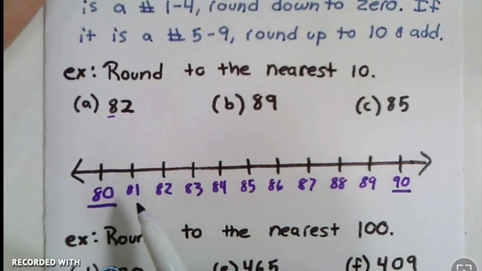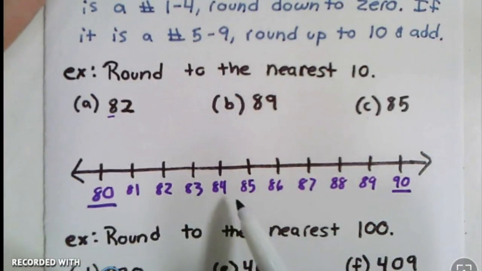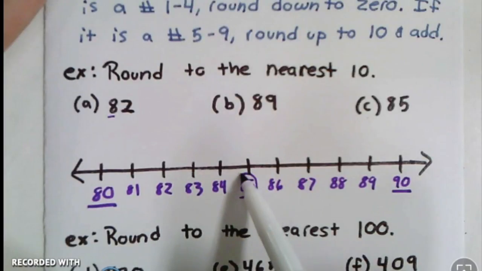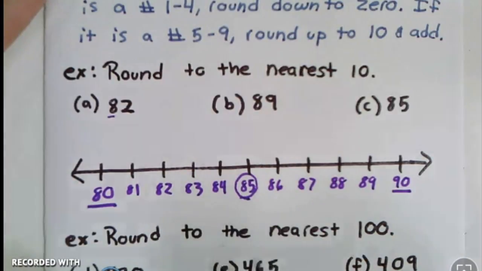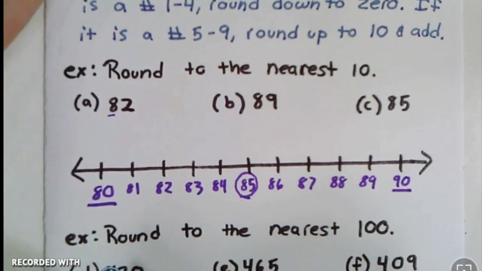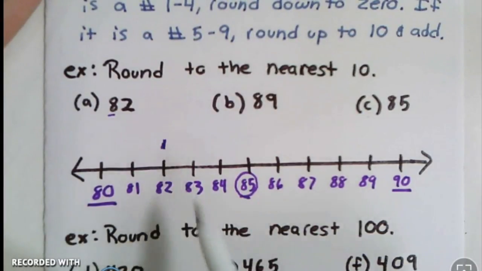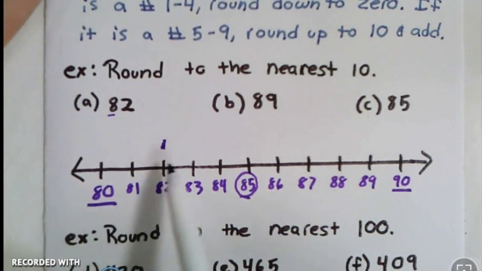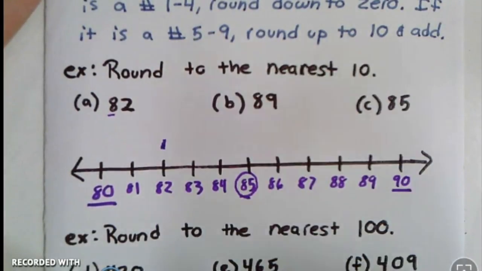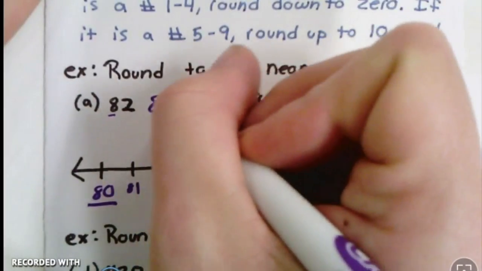And I'm going to do that by looking at the second number. And this is kind of a number we always want to look at too, is the 85, because that's halfway in between. If it's halfway or up, then we're going to round it up to the 90. If it's below halfway, then it goes down to the 80. So 82, where is 82 on our number line? 82 is right here. And so is 82 closer to 80 or is it closer to 90? Good, it's closer to 80, so this would round to 80.